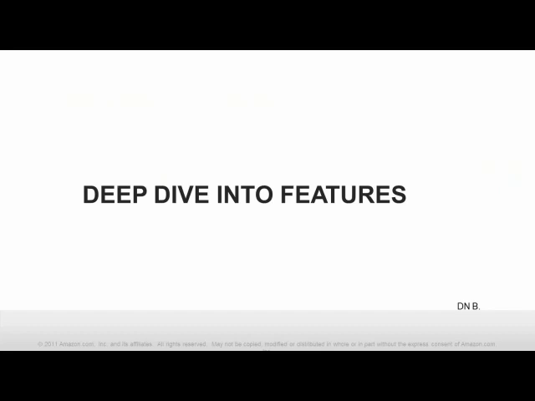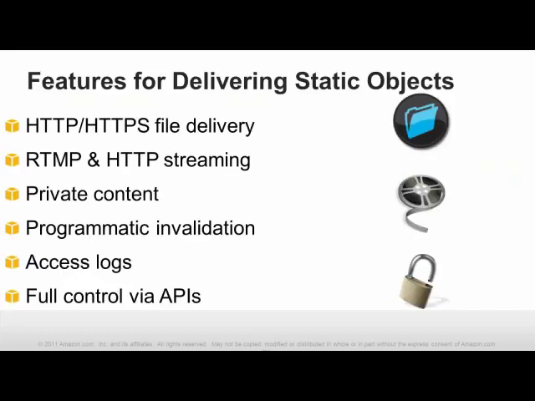So with that, let's take a deep dive into the features for Amazon CloudFront. I'll start briefly by describing some of the features we use for static content delivery. We can deliver with CloudFront content over an HTTP or an HTTPS, an SSL connection. We have options to do video streaming using both HTTP or RTMP.